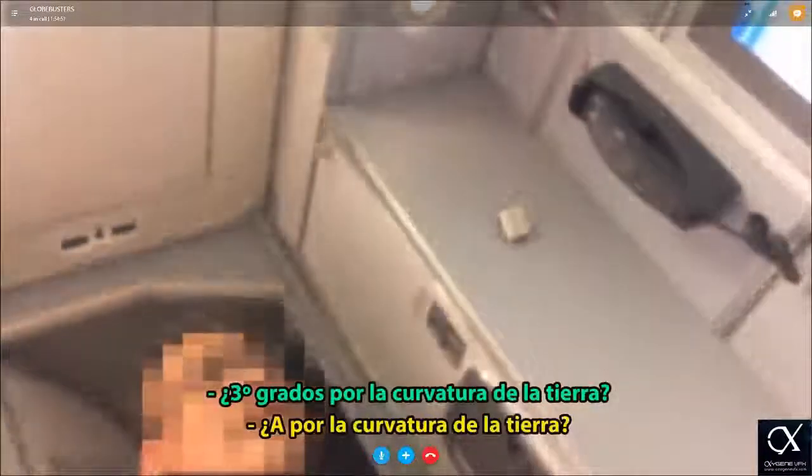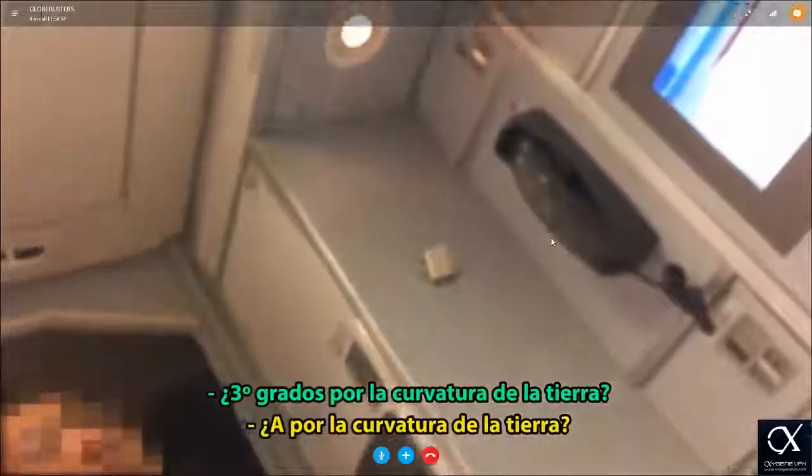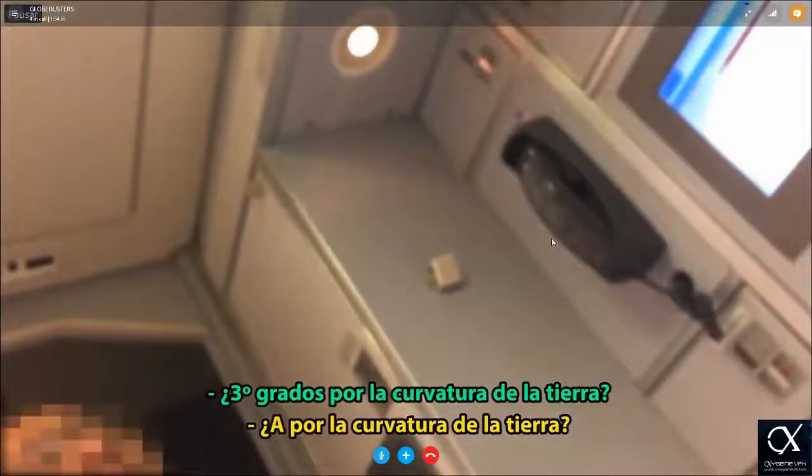3 degrees for the curvature of the Earth? Oh, for the Earth? If you listen carefully, you can detect this, because the pilot is saying 3 degrees, thinking that the plane is not pointing down. In fact, the nose is 3 degrees pointing up, because they need the air going down to the plane, because if not, it's falling down.